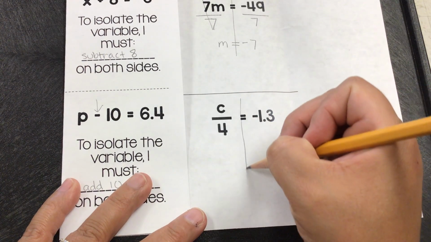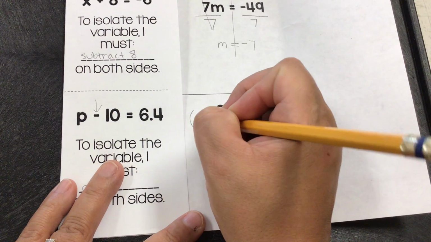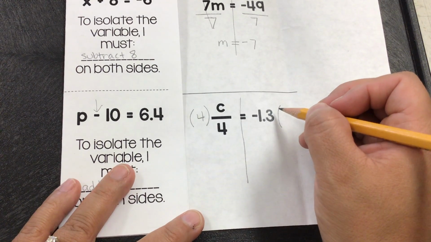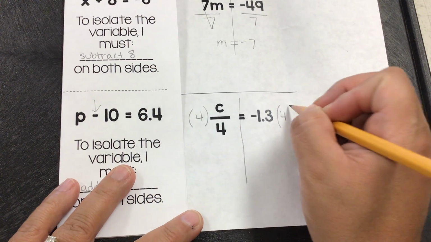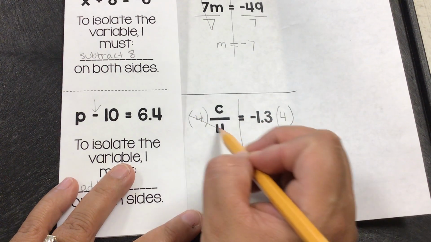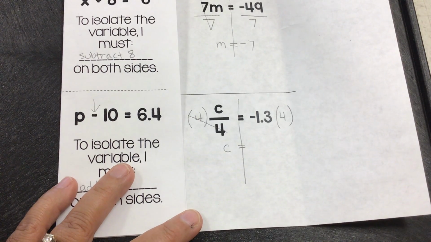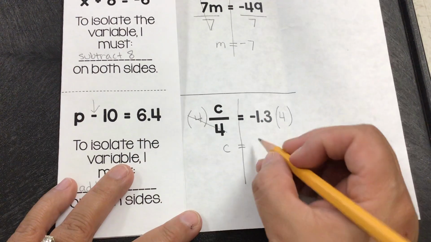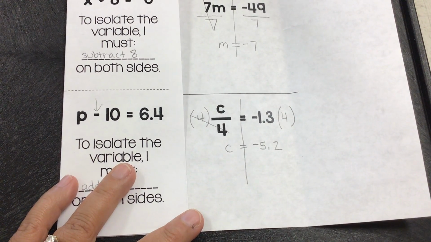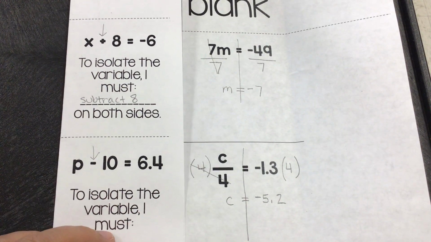So I draw the line to keep it neat and organized. We have a division of 4, so I'm going to multiply by 4 to both sides. Don't forget, we don't use that point. We don't use the x. We don't use that star symbol. For multiplication, we're going to try to use parentheses. And you did it on purpose, so you can cancel it out. C is equal to negative 5.2. That is the foldable for one-step equations. We're solving one-step equations.